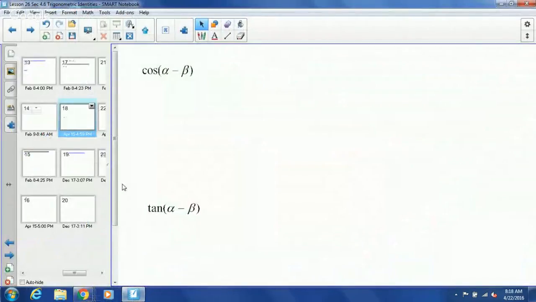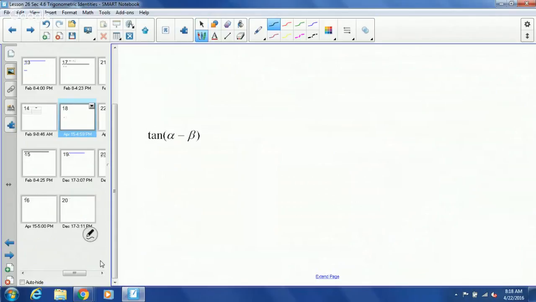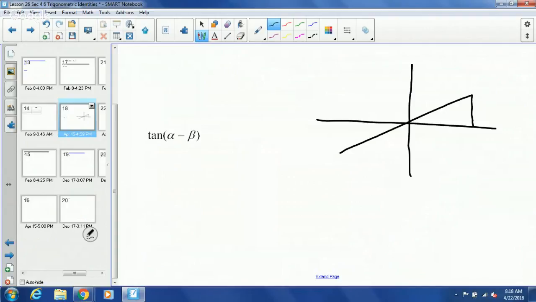Okay, guys, correct me if I'm wrong, but I think we got stopped, right? The tangent of alpha minus beta. Okay, and if you remember, let me go back and do this. We're working with these triangles. Remember, this was theta, and this was alpha over here. And you had 13, 12, and 5 here. And we had -4, -3, and 5 here.